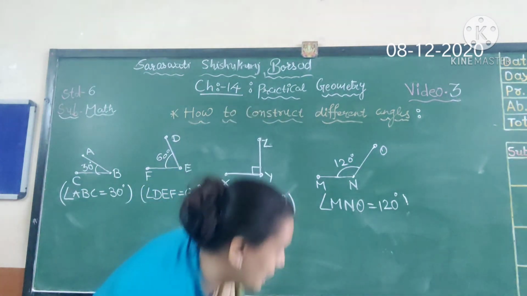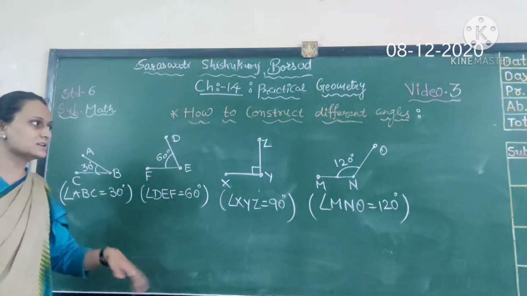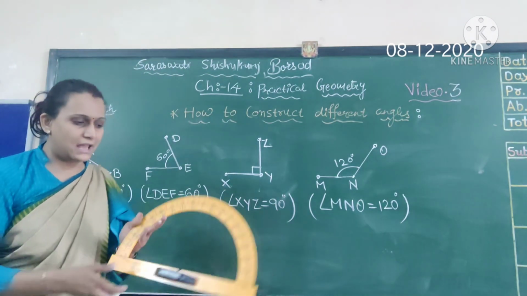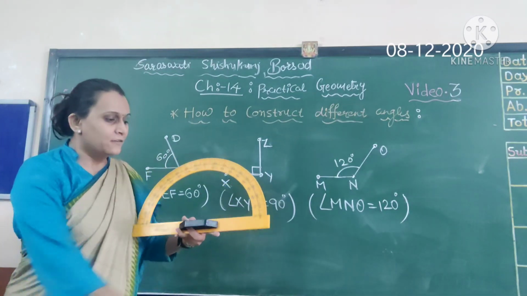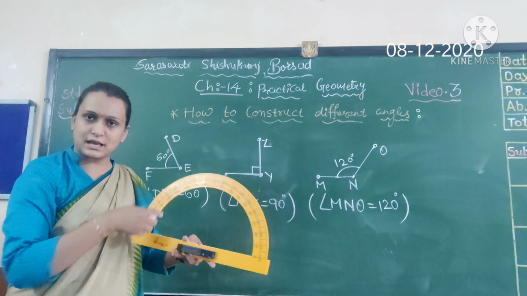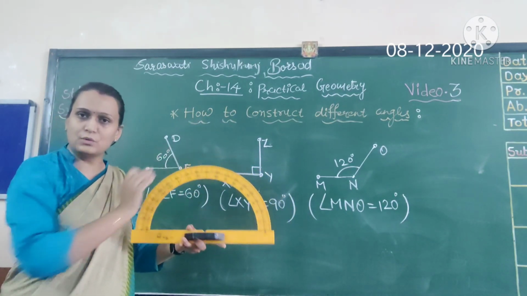Okay. So this way we can draw different angles on the left hand side as well as on the right hand side. For that you have to use a different scale on the protractor. Okay. If you want to draw a right hand side angle, you have to use the inner scale, and if you want to draw a left hand side angle, you have to use the outer scale.